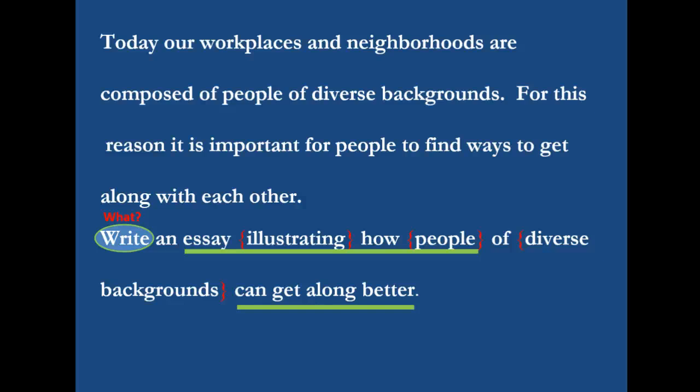In this case, does your prompt look like this? I circled the bossy or command word. I wrote the word what above the command word. I underlined the answer to the what the command word wanted me to write about, and I bracketed the words I felt were important. So now I am ready to write my first draft.